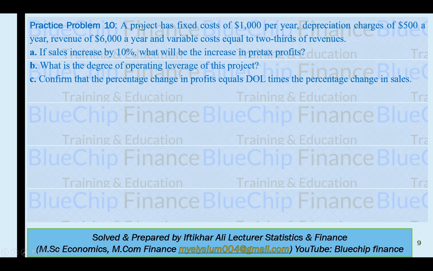So one another practice problem is given here, which is taken out of your book, Corporate Finance of Brealey Myers: a project has fixed cost of 1,000 per year, depreciation charges of 500 a year, revenue of 6,000 a year, and variable cost equal to 2/3 of revenues. If sales increase by 10%, what will be the increase in pre-tax profits? What is the degree of operating leverage of this project? Confirm that the percentage change in profits equals DOL times the percentage change in sales.